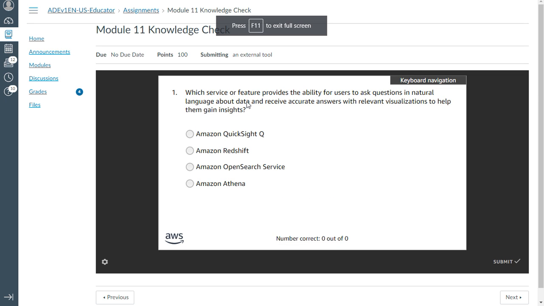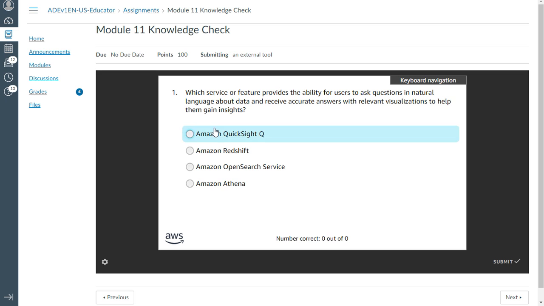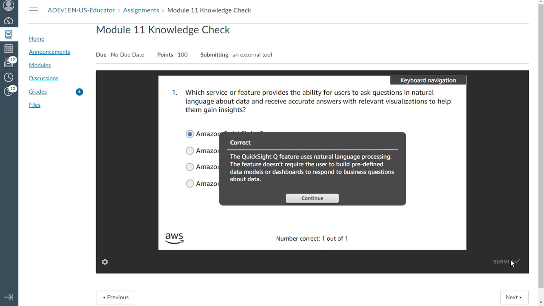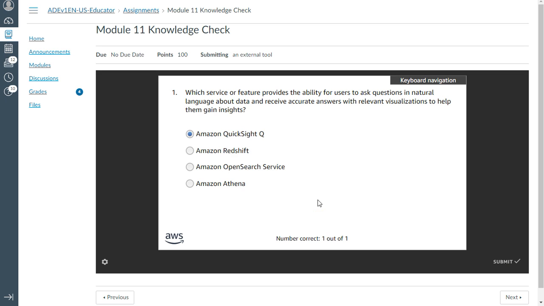Which service or feature provides the ability for users to ask questions in natural language about data and receive accurate answers with relevant visualizations to help them gain insights? It is QuickSight. Yes, the answer is correct.